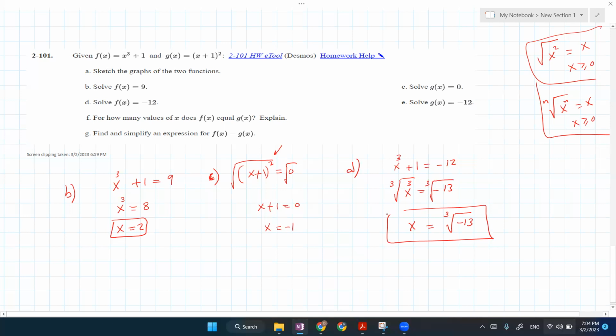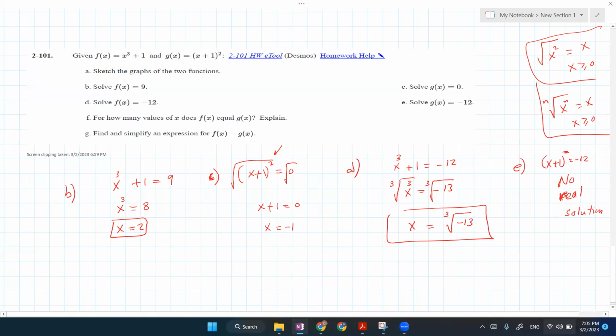And E, now we want g of x to be -12. So (x plus 1) squared is equal to -12. It is impossible to square a real number and get a negative number. So there is no number you square and you get -12. Any real number you multiply by itself, you get a positive, even if the number is negative. So this has no real number solution, no solution.